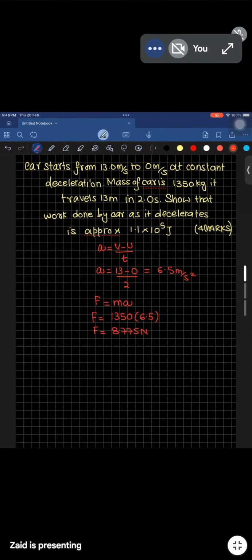And then we are going to have work done, force into distance. The distance has been given to us as 13 meter. So we finally got our answer as 114,075, which can be approximated as 1.1 times 10 to the power 5 joules.